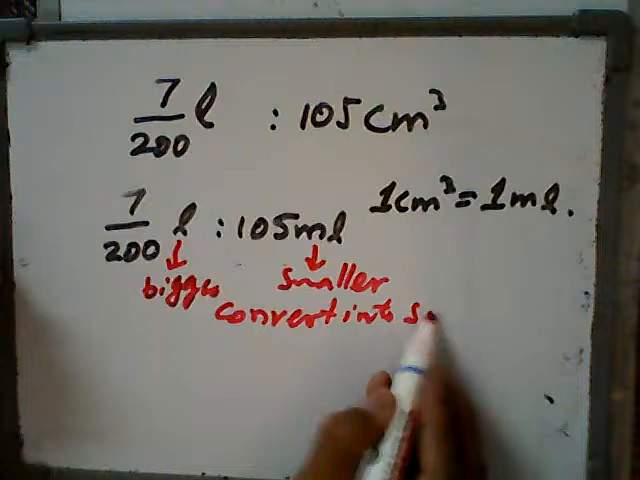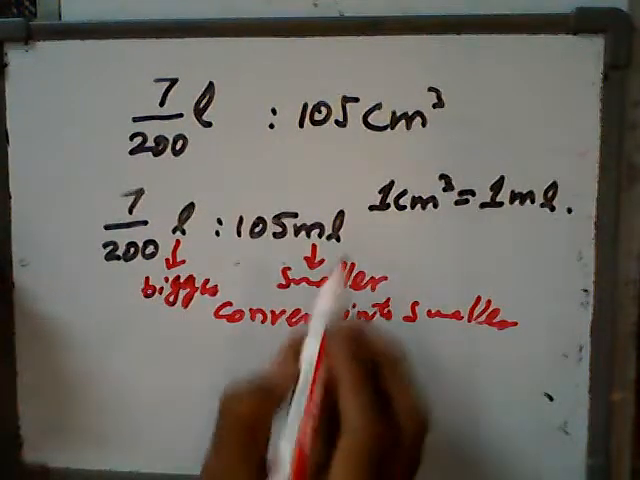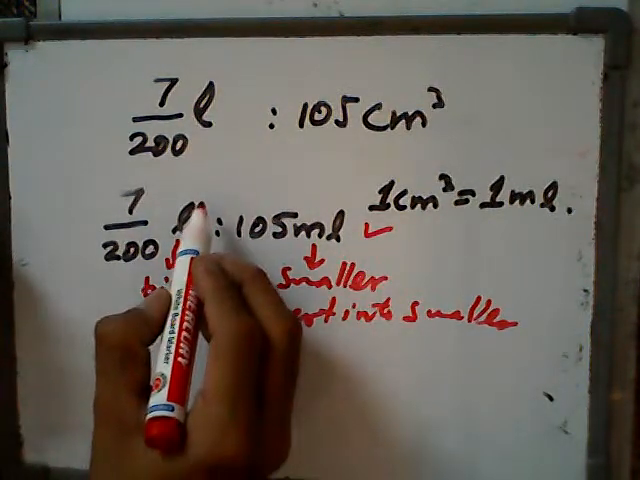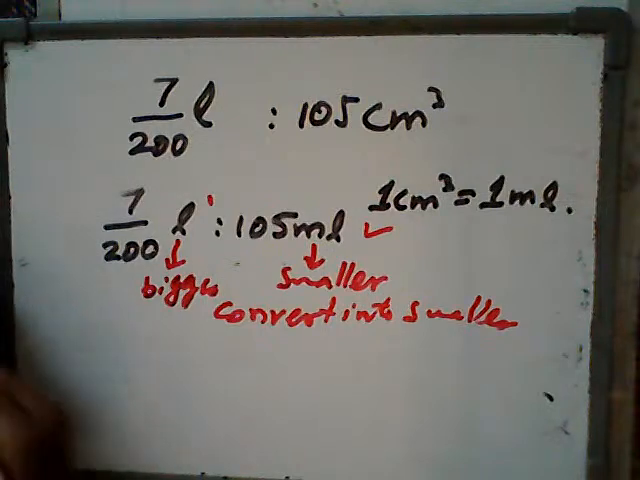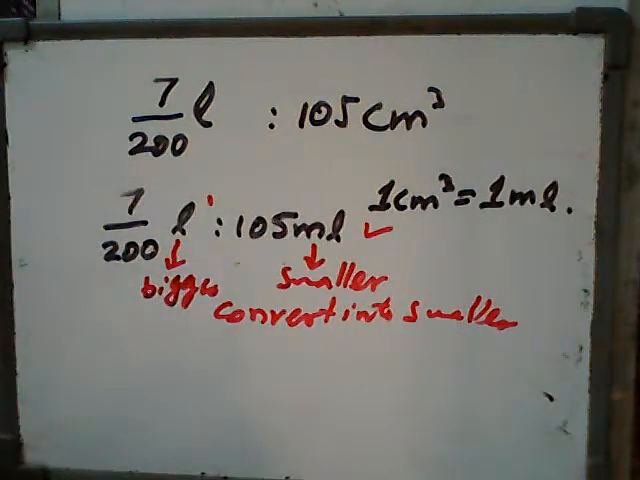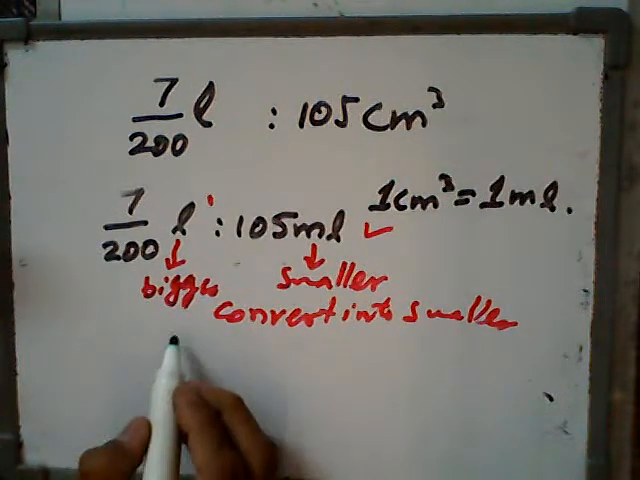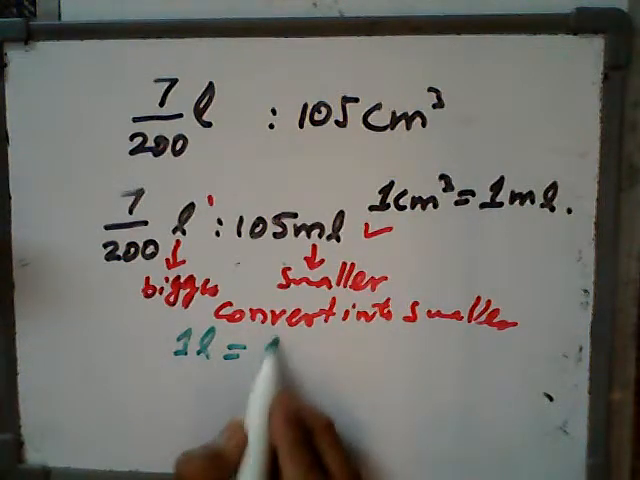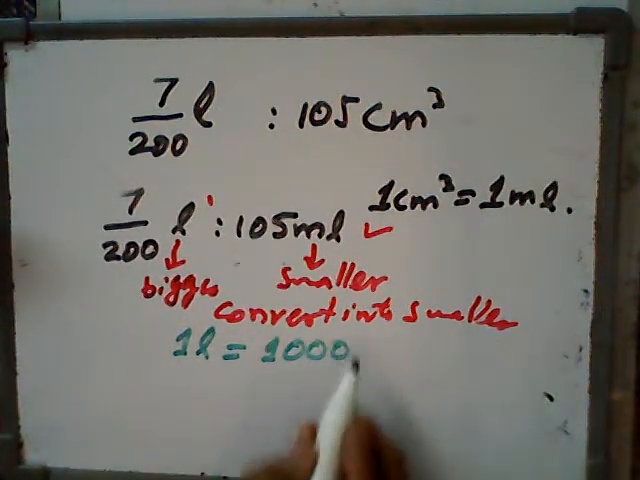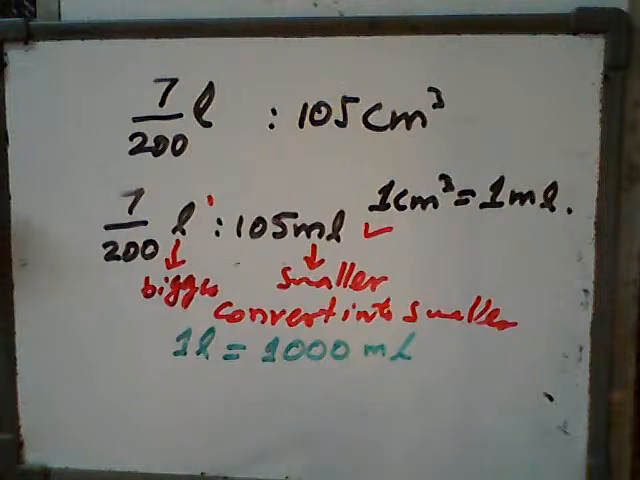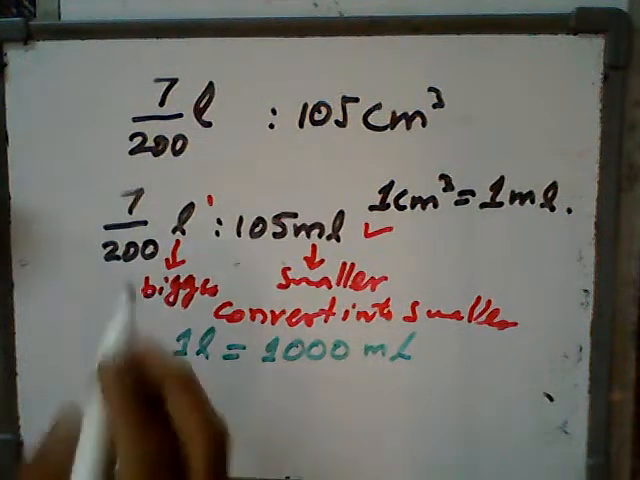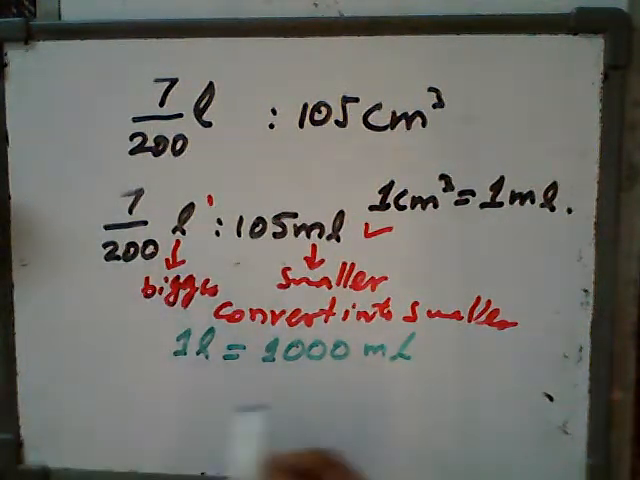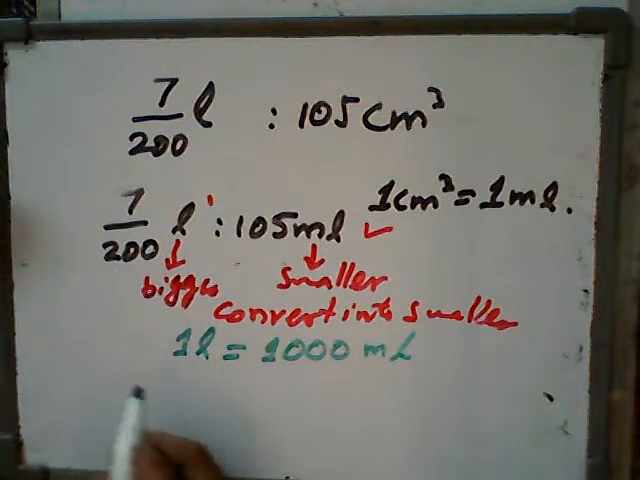Into smaller. So it means it will remain the same. It will be changed. So how many milliliters are in 1 liter? We know that 1 liter contains 1000 milliliters. So in place of liter, we'll be writing 1000, then it will convert into milliliters.